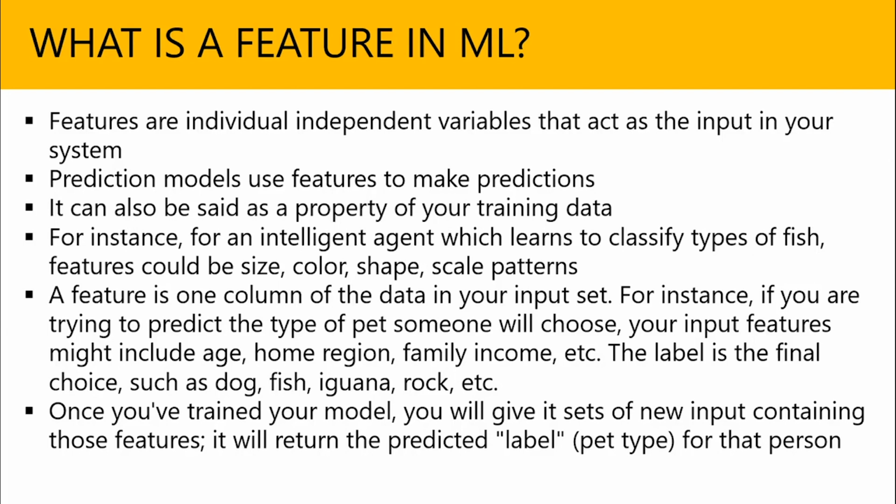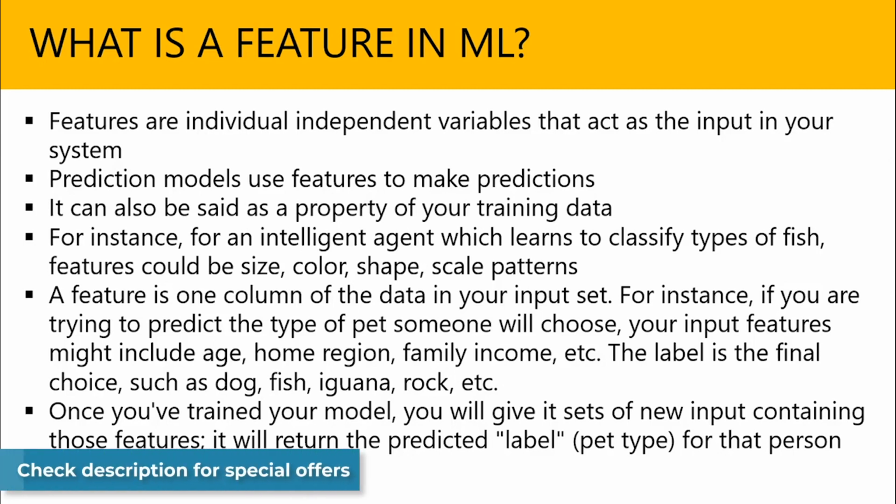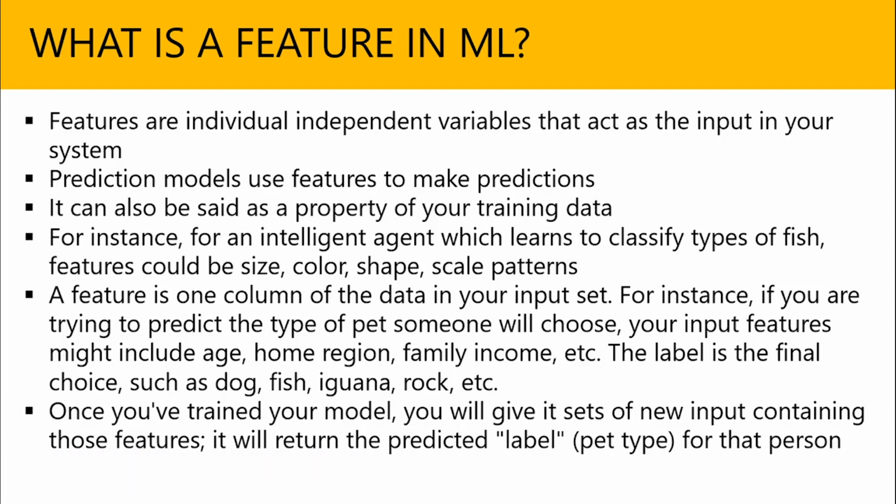So let's say you have a CSV file or Excel file with several columns. One of the columns you need to identify as your feature column, because it's going to take that column and, based on it, move forward within the machine learning process. So for instance, if you're trying to predict the type of pet someone will choose, your input features might include age, home region, family, income, etc.